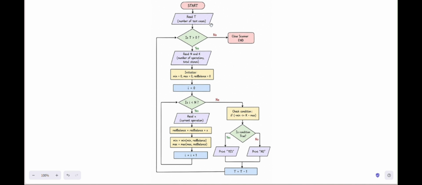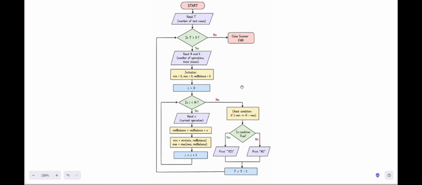So we will take input t as the number of test cases, and for each test case we will take two inputs n and k. n will denote the total number of customers who visited the shop, and k will denote the initial stones which were there in the shop. We will take three variables, min, max and red balance. Red balance will basically store the balance of the red balls throughout when the customers visited. Minimum will store the minimum of the red balance while iterating through the loop, and maximum will store the maximum of red balance.